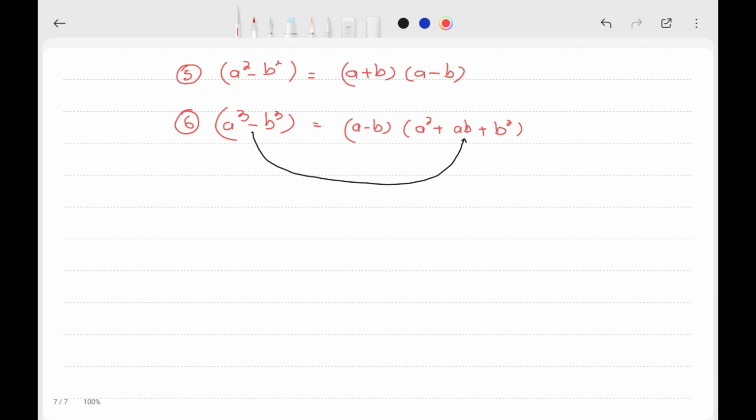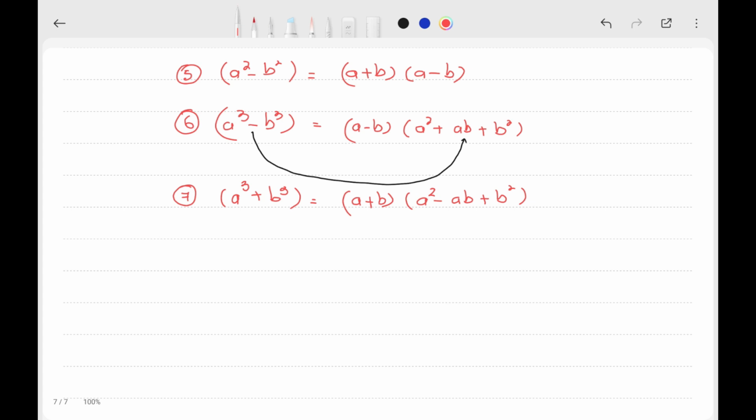Whatever algebraic formulae I am giving, they are very, very important, because on this basis there are application questions in RRB NTPC. a cube plus b cube will be (a plus b) into (a square minus ab plus b square). Please remember these.